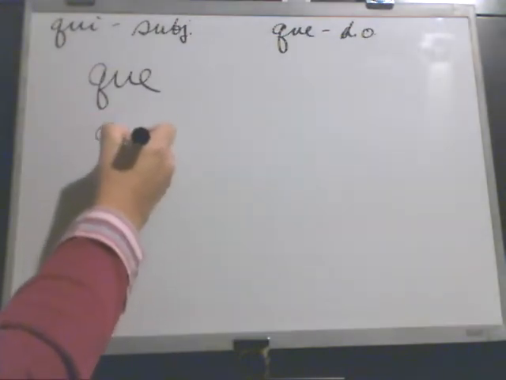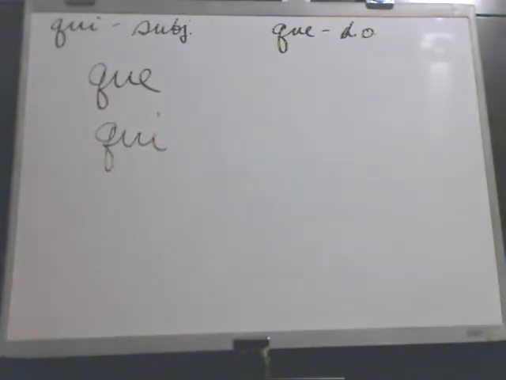Marie préfère la robe qui est en soie. She prefers the dress that is made out of silk. So in English we say that for this one, and we say that for that one. But in French, the grammatical function is determining which one we use, because both of these mean that in English. It can also mean who or which.